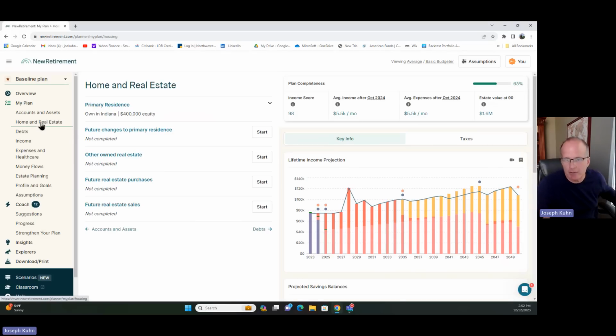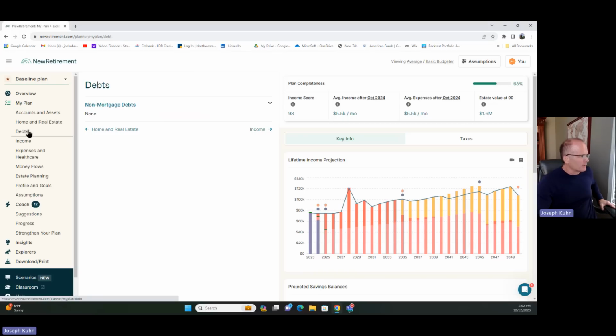Okay, let's go down to the next tab. And you only have to enter this the first time, right? So they got a home in Indiana worth $400,000. It's paid off, no future real estate purchases. If you were going to downsize, you could put that kind of stuff in here. Let's go to debt. This person has no debt. You can enter mortgage or other non-mortgage debt in here.